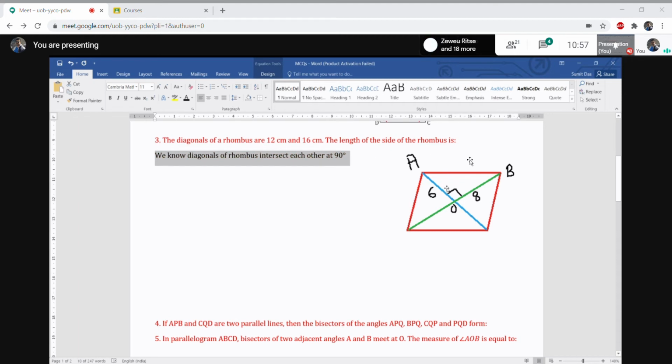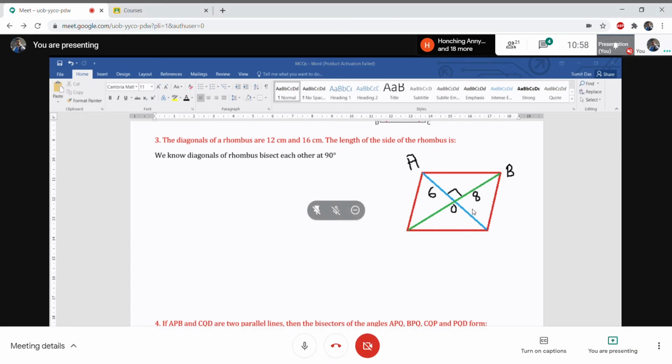So basically, what information is given? The diagonals, I did not write all the side names, we don't need them. This blue diagonal and the green diagonal intersect at 90 degrees. We have to find the side, which means we have to find AB. Not intersect, it will be bisect. The diagonals of the rhombus are not equal in length, and they bisect, meaning divide into equal parts.